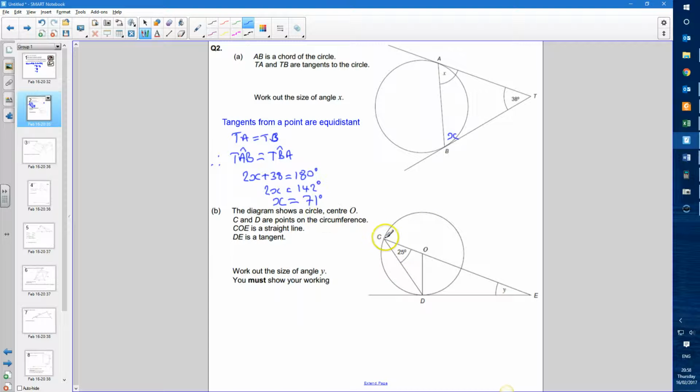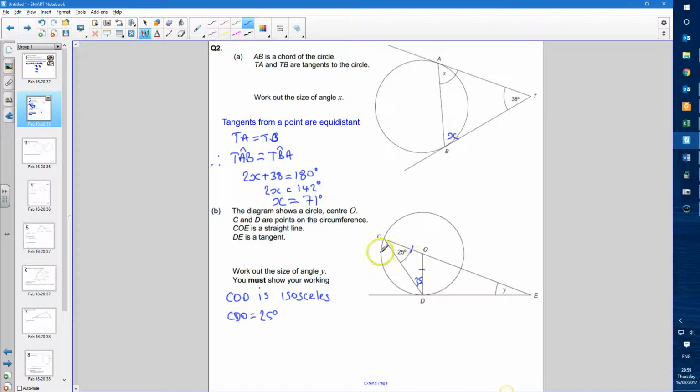First of all, the triangle COD is isosceles, and we know that because CO and OD are both radii of the circle, which means they're going to be equal length. Which means that if that is 25 degrees, then CDO must be equal to 25 degrees as well. So that there is going to be 25 degrees.